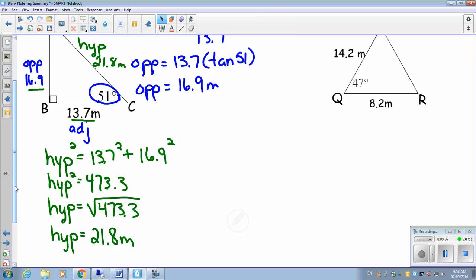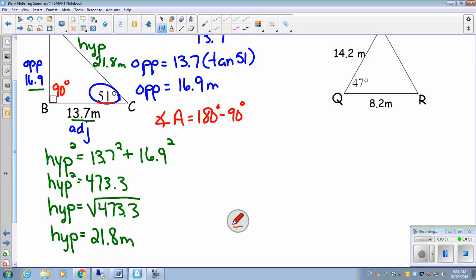And for my angle sum, I know two angles. This one's 90, this one's 51. To figure out my third angle A, they all have to add up to 180. So take away the 90, take away the 51. So angle A is going to equal 49 degrees. And I've solved my triangle. I know all the side lengths and all the angles now.